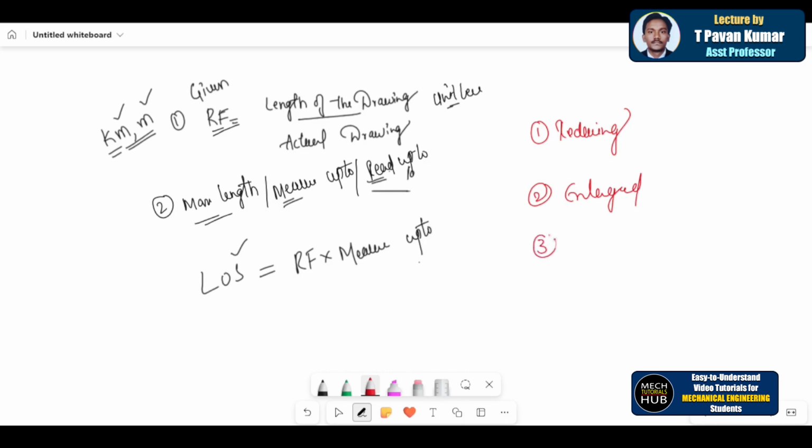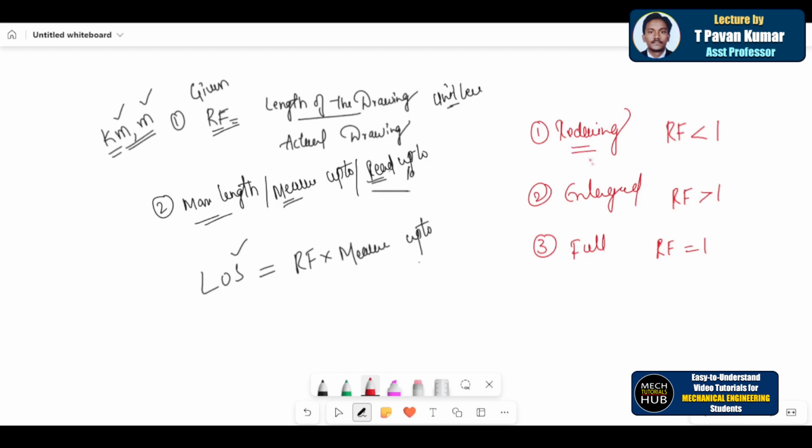Number 3, full size or full scale. Okay, now coming to reduced scale, RF is always less than 1. So just understand, RF will be less than 1 for a reduced scale, and RF is going to be greater than 1 for the enlarged scale, and here it is equal to 1. This is one of the points to be noted for all the three cases.